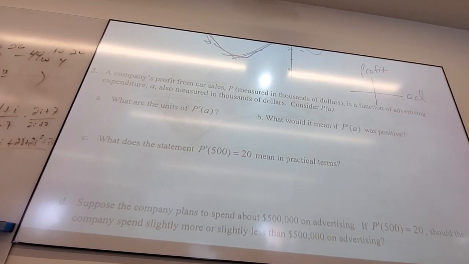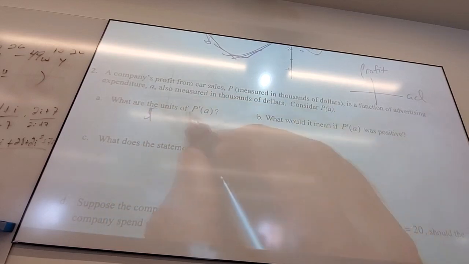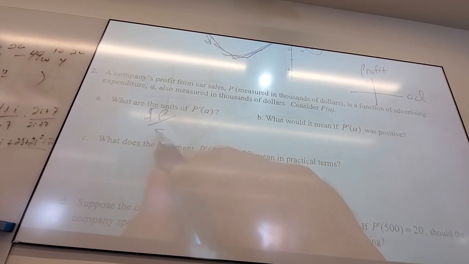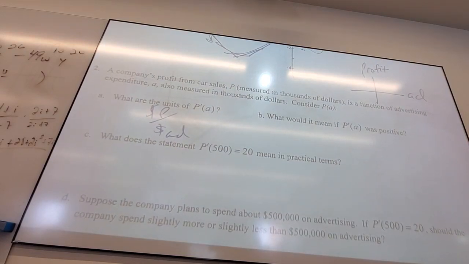So it basically comes down to, one way you can show this is money, profit money divided by ad money. Well, the units kind of cancel, but you can still capture the idea. It's the output stuff over the input stuff. Because what is slope? Difference in the outputs divided by difference in the inputs.